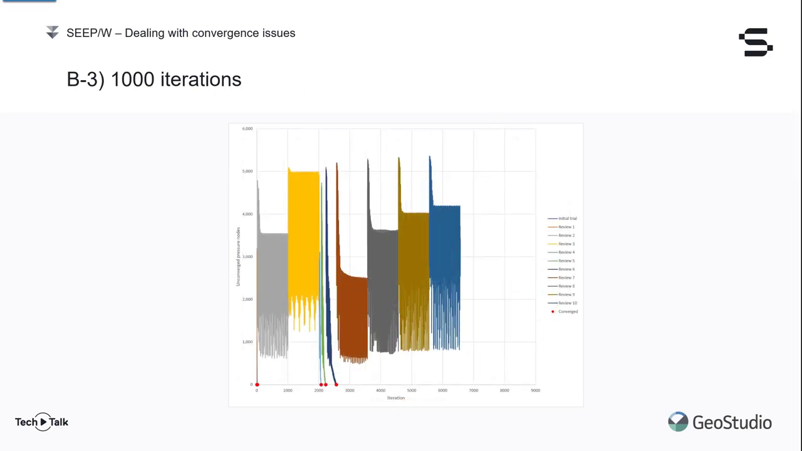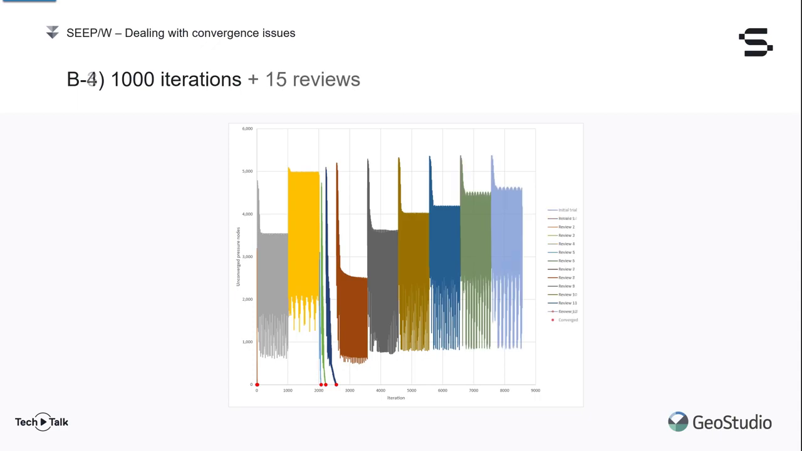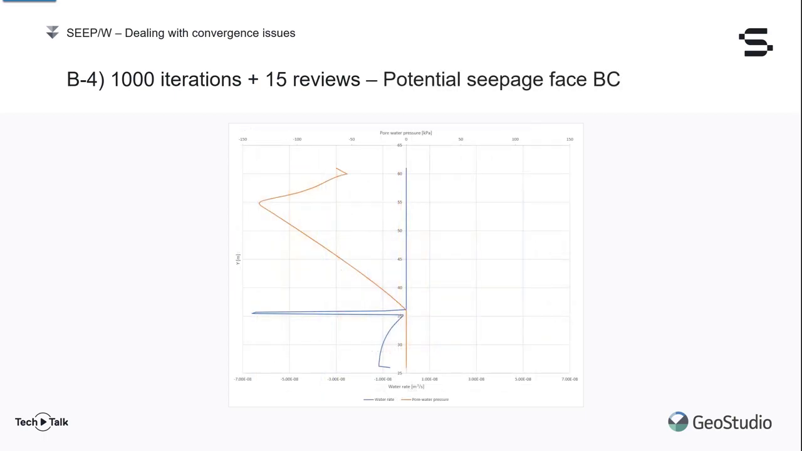Increasing the number of reviews allowed from 10 to 15 when 1000 iterations are also allowed now shows that 2 more reviews were used by the solver before it finally stopped on review 12. At this point, the drainage boundary condition is perfectly respected at every node located on the downstream face of the dam, and the solution is proper.